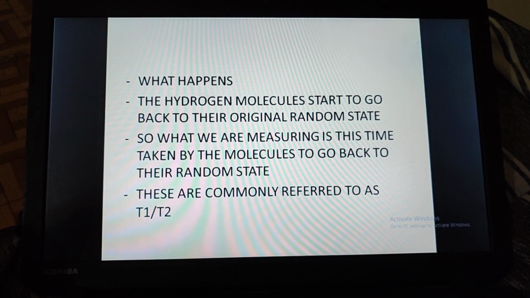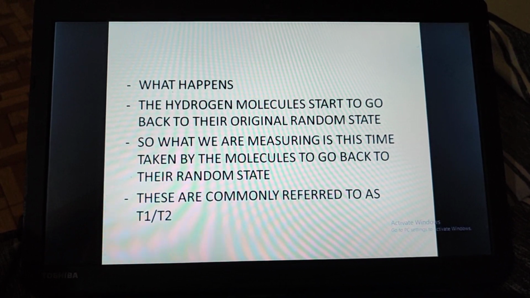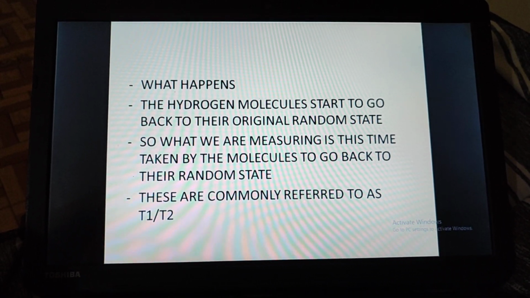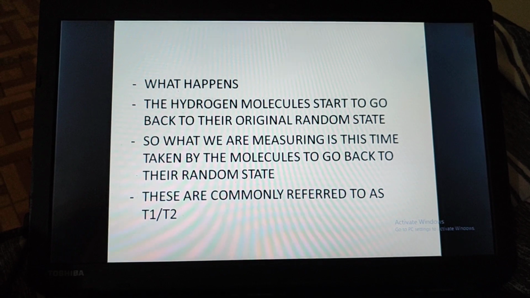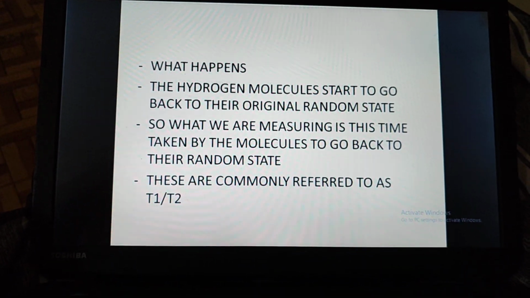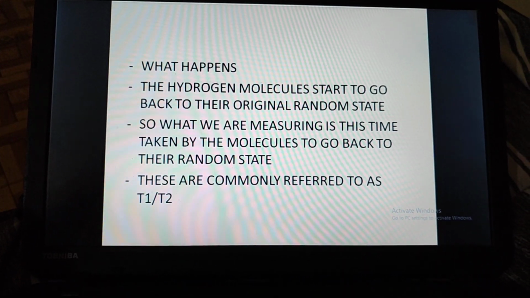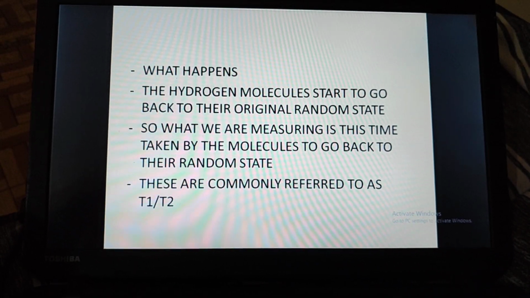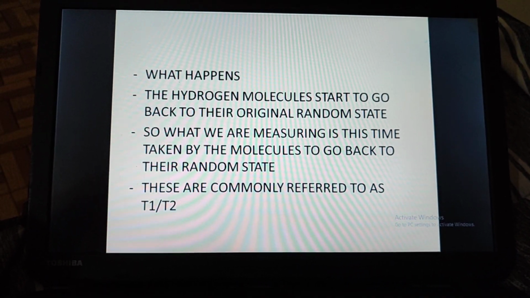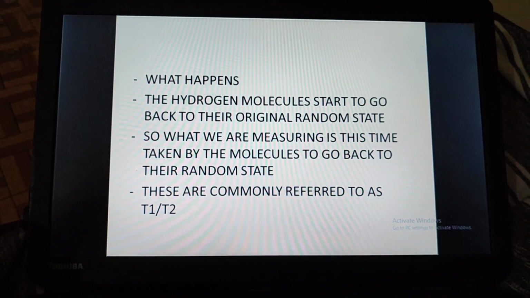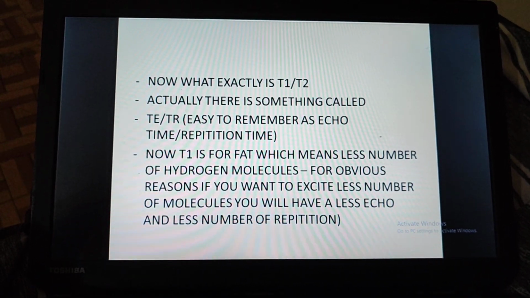The time taken for these molecules to go back to the original state is what is being measured in an MRI, and these are simply called T1 and T2. So what exactly are T1 and T2? In our rounds we commonly hear our consultants saying that this is a T1 weighted sequence, this is a T2 weighted sequence. So what exactly is T1, T2?